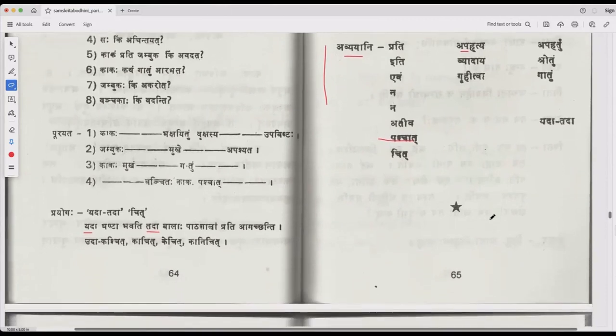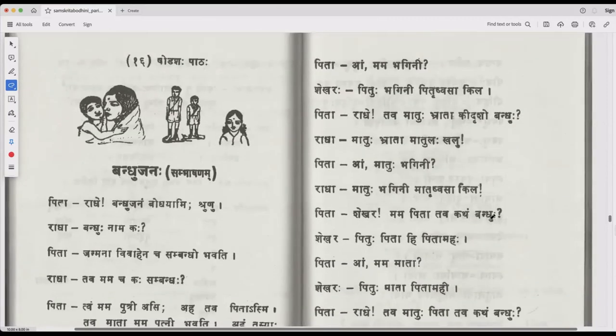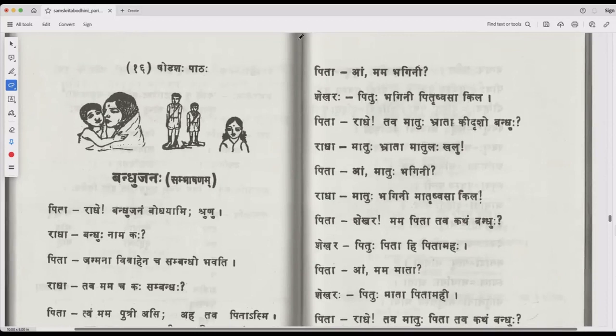Okay. Next, we'll move on to the next lesson. It's an easy lesson. Mataram. Sasya Shamalam. This is a fairly easy lesson. You just need to know the relations here. Anybody wants to start?